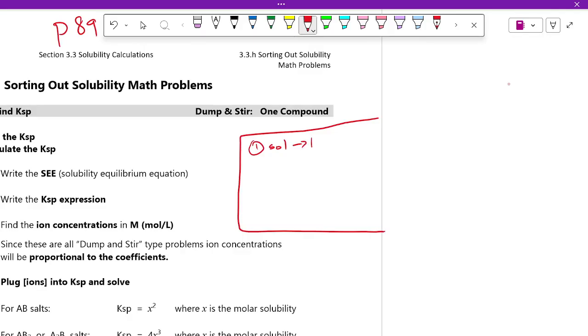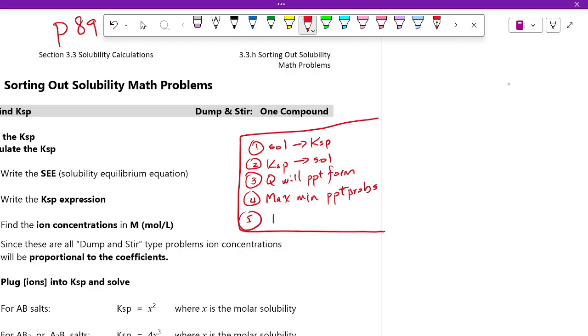So we have solubility to KSP. We have KSP to solubility. We have Q, will a precipitate form. We have max-min problems. And then we have titrations.